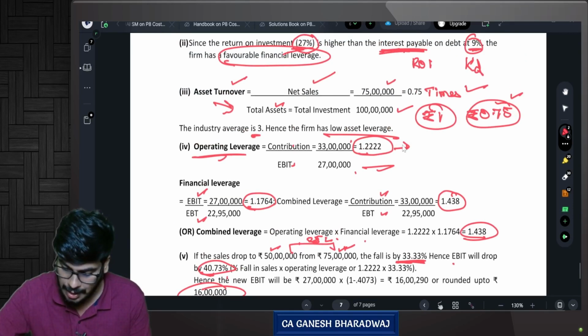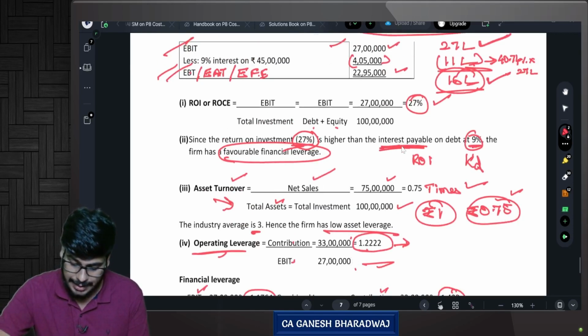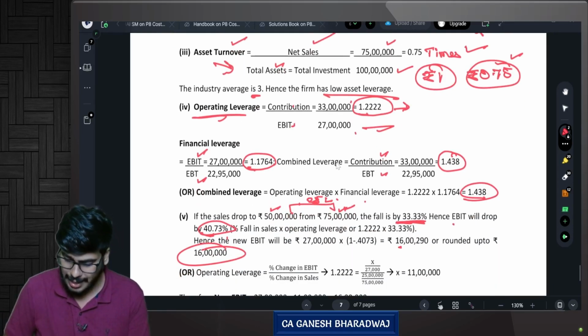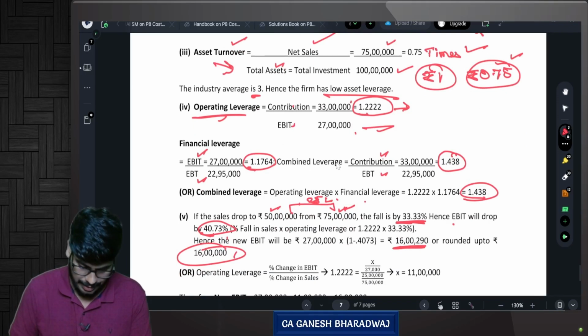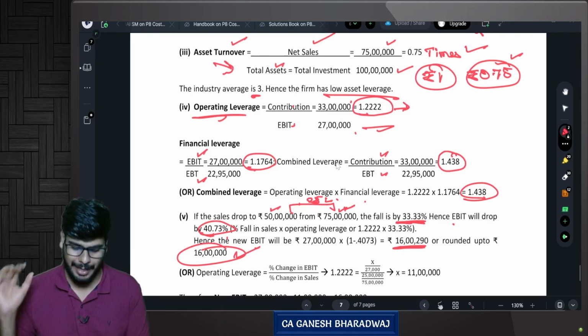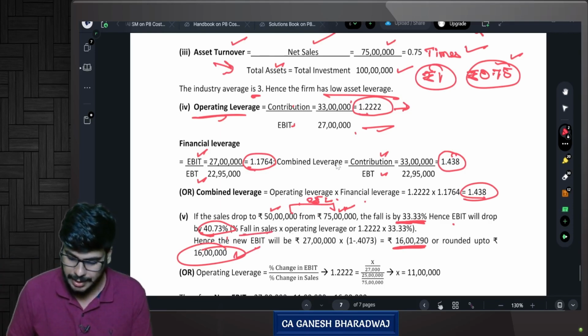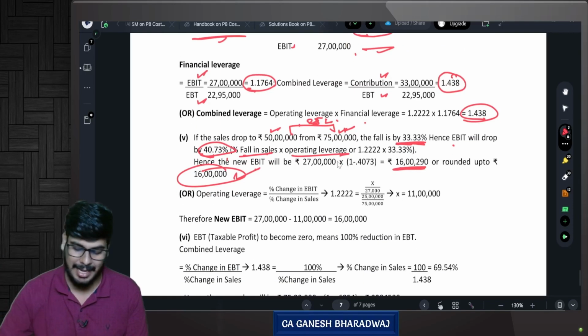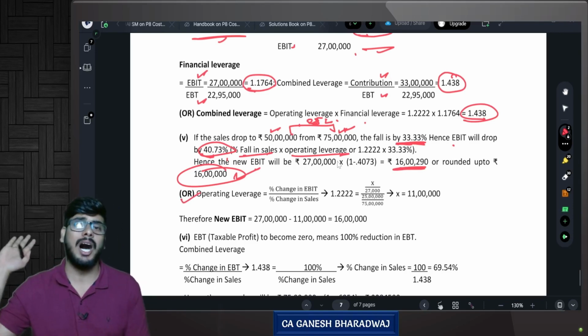That's why I got the perfect answer of 16 lakhs. Since they have rounded off here, they got 60 lakh and 290. Are you clear with this? And then further, they just said it is going to be 16 lakhs. But yes, this is the way you can do it. Are you clear with this? So percentage fall in sales into operating leverage, and you will arrive at this answer. That is what they have mentioned here also. Are you clear with this, guys?